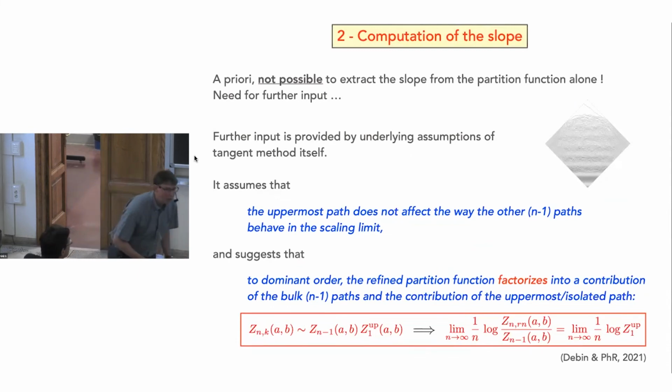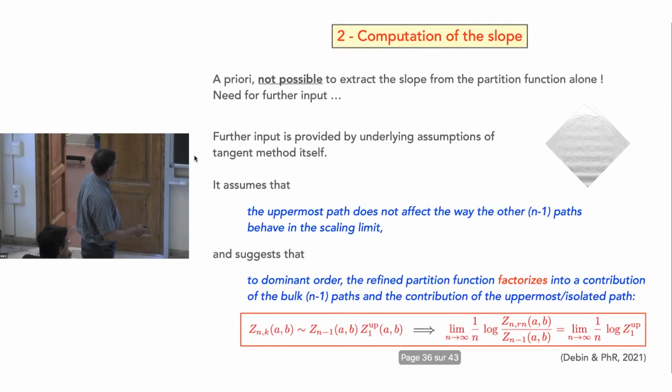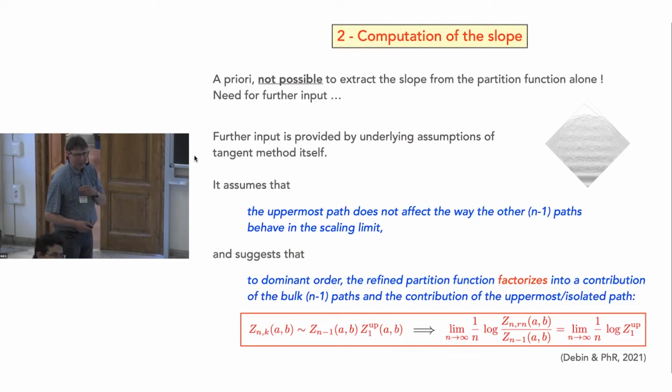Yeah, so this almost equality means exactly that. So the exponential rates should be equal. That's not proved, of course. I mean, that's supposed to follow from the tangent method assumptions themselves.